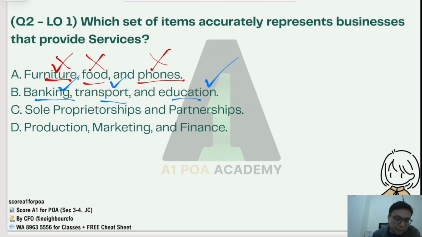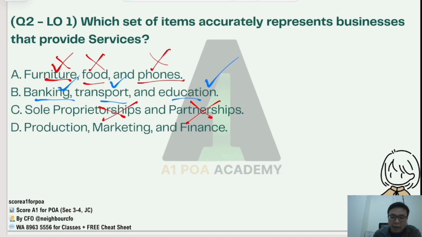Now we talk about the last two options, just to make sure that we are able to confirm with confidence that B will be the correct answer. Let us look at C. Proprietorship, partnership, no, this is more like a business type, right? Business type: you have sole proprietorship, partnership, you have company. So again, this is not the answer to the question.